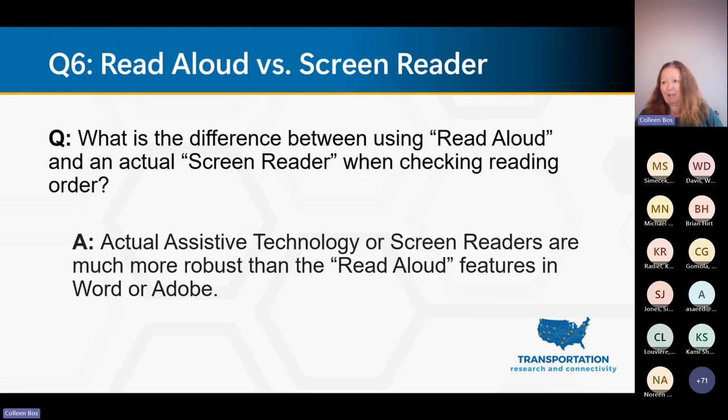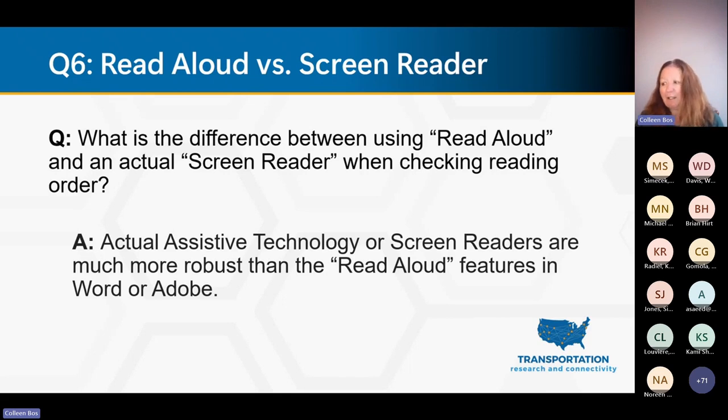All right, we got a question about what is the difference between the read aloud function and an actual screen reader when checking reading order? And the answer is assistive technology or screen readers are much more robust than the read aloud features in Word or Adobe. The actual screen readers are reading metadata and tags, provide a nuanced and detailed read to end users. The read aloud function doesn't have access to that metadata.